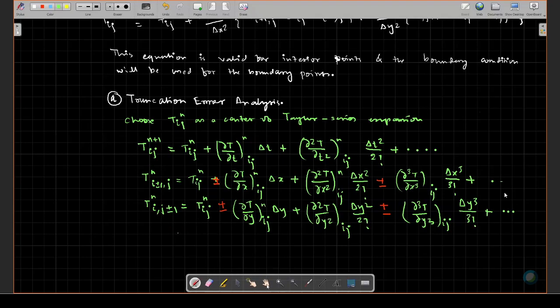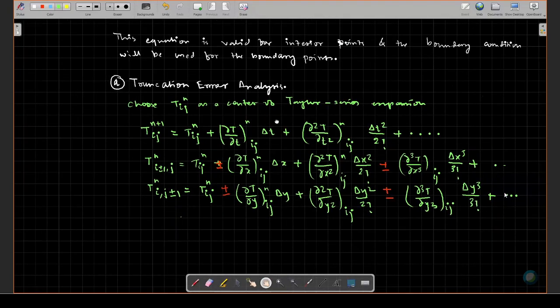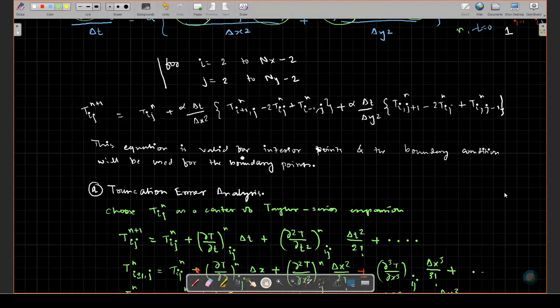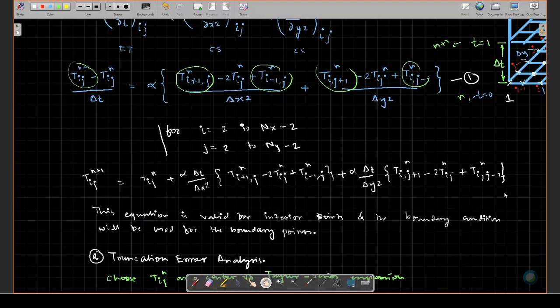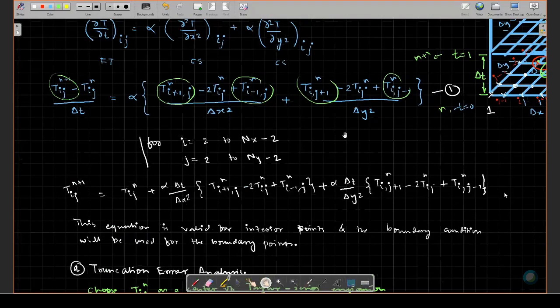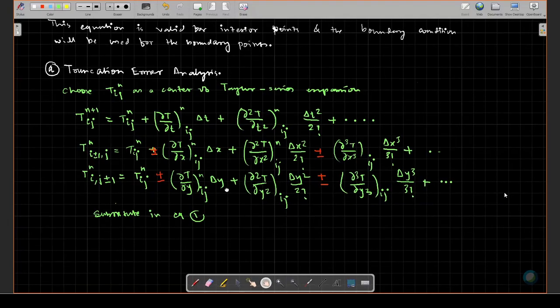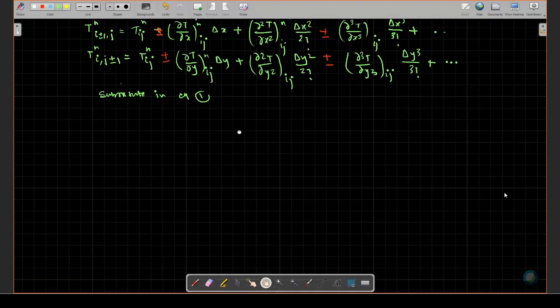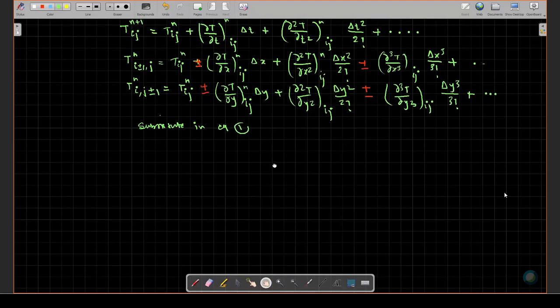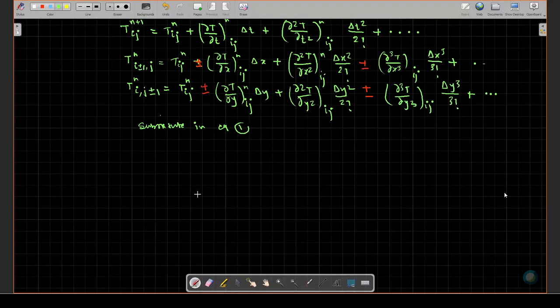Now what do we have to do? We have to substitute this in equation 1. Substitute in equation 1. After you substitute, we are going to get this equation. So you just substitute. I'm not writing the whole of that.